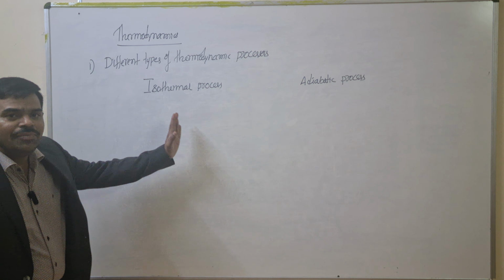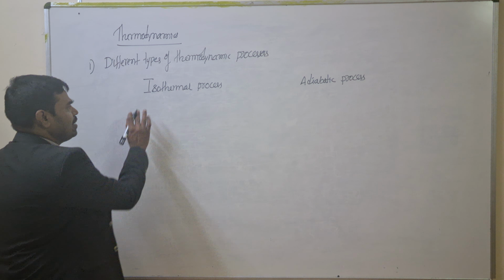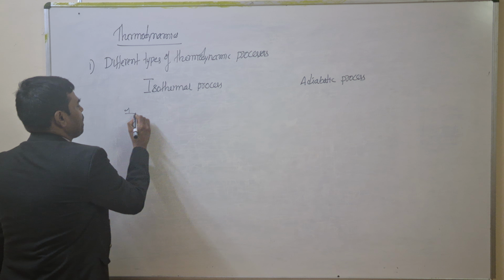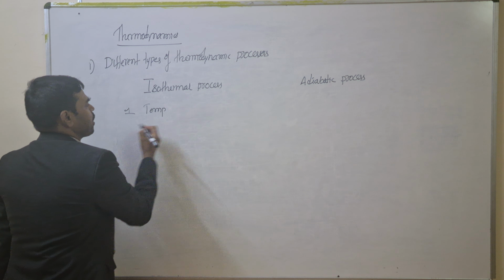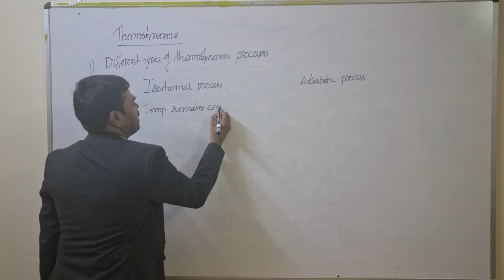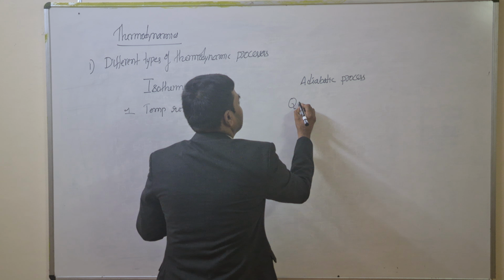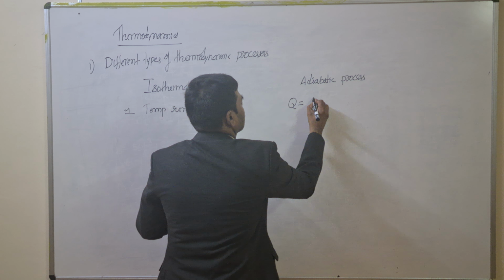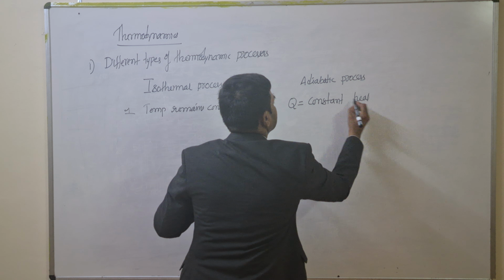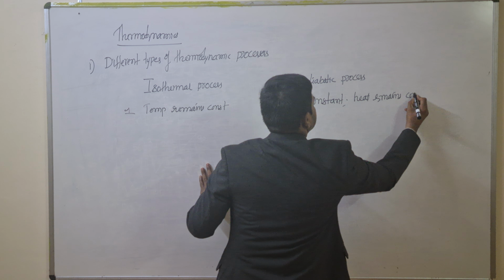Now basically I'll give you the difference between these two, then we'll go into detail. So the first one, in the isothermal process, temperature remains constant, whereas in the adiabatic process, heat remains constant.